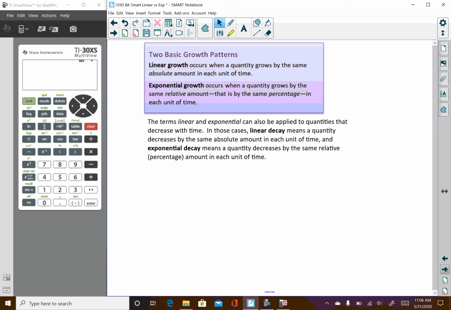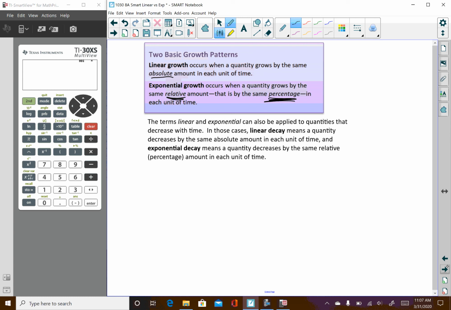The first one, linear, occurs when a quantity is growing by the same absolute amount, like our 500 people in Straight Town. Exponential growth is when the growth occurs by the same relative amount, usually given as a percentage over each unit of time. So these two terms, linear and exponential, can also be applied to decreasing quantities. In that case, we would say linear decay is when it is going down by the same absolute amount. Exponential decay means that the quantity is decreasing by the same percent each unit of time.